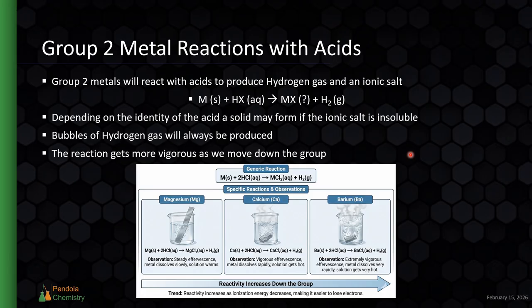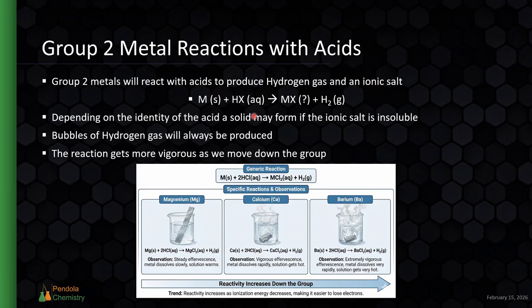they're going to react identically, and usually what changes is how reactive it becomes, right? How vigorous is the reaction. And that's what we see here. Group 2 metals are going to react with acids to produce hydrogen gas and a salt.